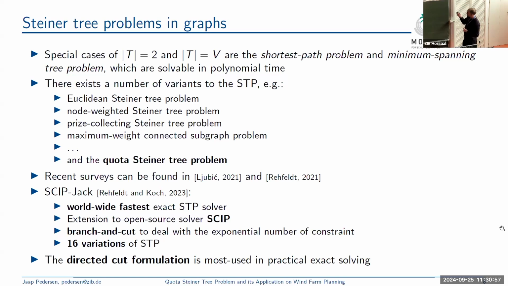And so on. And there are also some reviews by Ivana Ljubic and Daniel Rehfeld, who was a former colleague of ours, who's giving a talk tomorrow, I guess. He wrote a very good PhD thesis on Steiner tree problems, and was one of the main developers of SCIP-Jack. SCIP-Jack is the world's fastest exact Steiner tree solver. It's built on the open source solver SCIP, which you have used, I guess, in the last 10 days. It uses a branch and cut approach to deal with the exponential number of constraints, which I will show you in a minute.